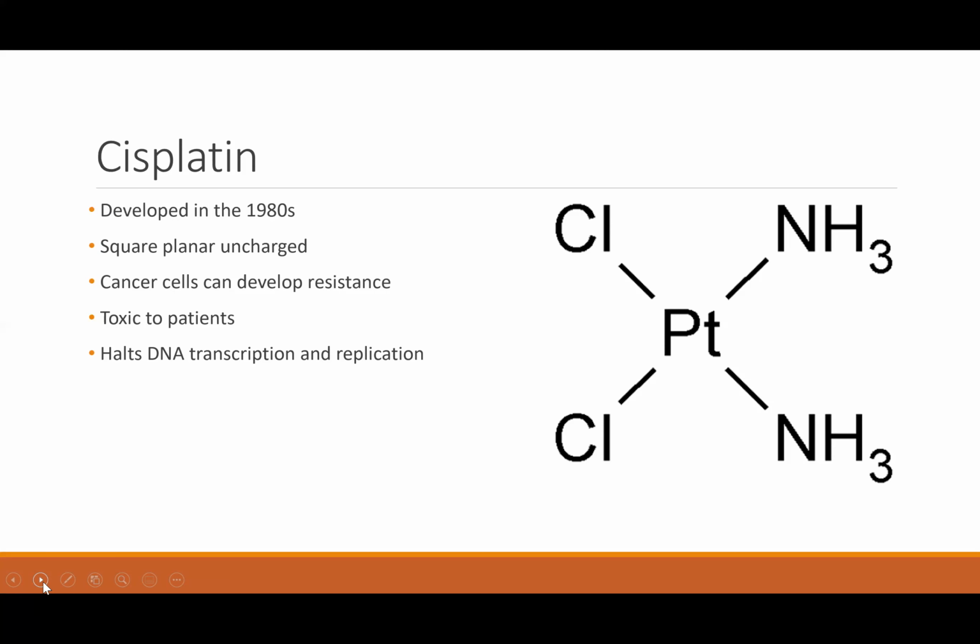And there are a few issues with using cisplatin. Cancer cells can develop resistance. Once cisplatin actually enters the cell, those two chlorines detach and become ions, and cancer cells can actually pump out the platinum core with the nitrogen ligands. It's also highly toxic to patients, so it does eliminate a lot of cancer cells, but it's also highly damaging to the patient's healthy cells. And the way it works is it halts DNA transcription and replication.